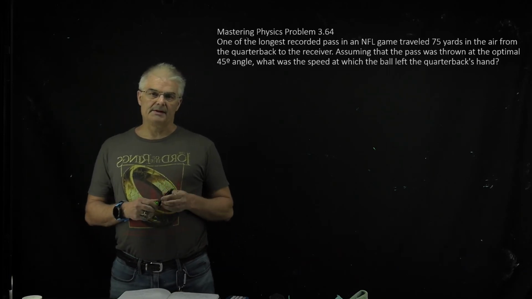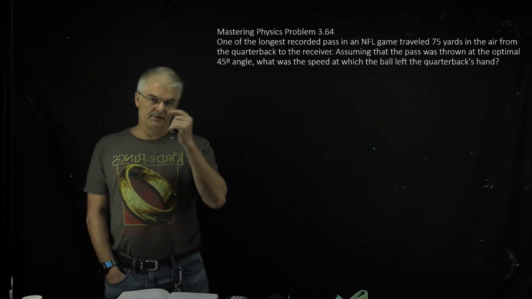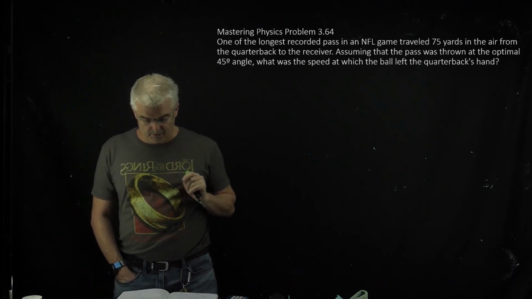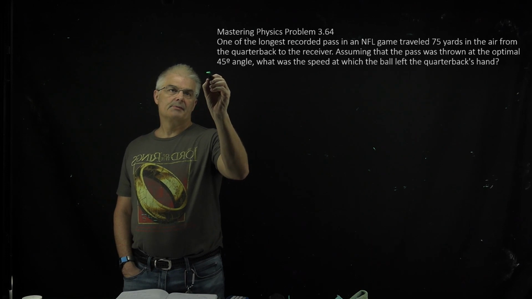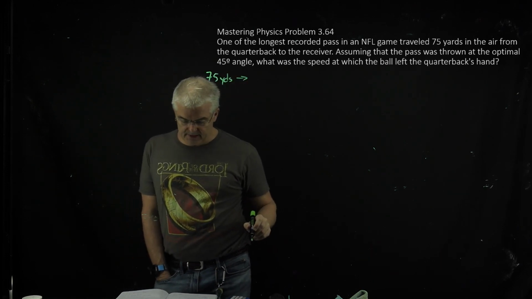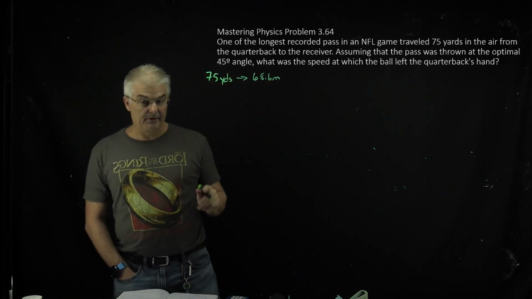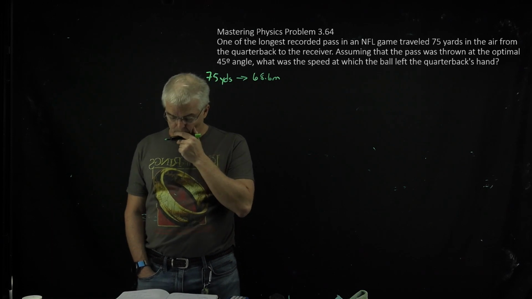All right, the longest recorded pass in an NFL game traveled 75 yards in the air from the quarterback. At what speed, at a 45-degree angle, did the ball leave the quarterback's hands? First thing I'm going to do is convert 75 yards into meters. When you do that, you get 68.6 meters, because it's going to make it a lot easier if we can work in meters, okay?